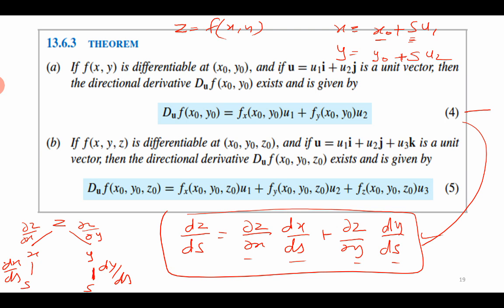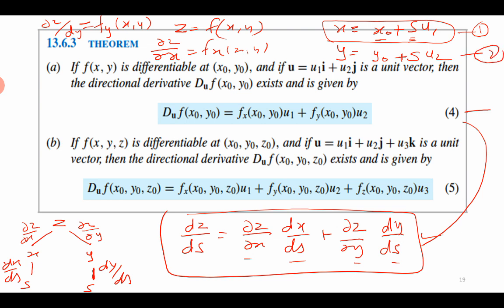Now you can find dou z by dou x. We call it fx of x comma y. Similarly, dou z by dou y is f subscript y of x comma y. This x comma y can further be replaced by the values from equations number 1 and 2, but that's okay. So we have fx and fy. The first term in this formula, dou z by dou x, is fx, and the second term, dou z by dou y, is fy.